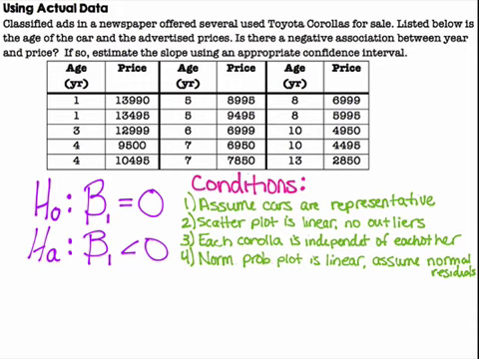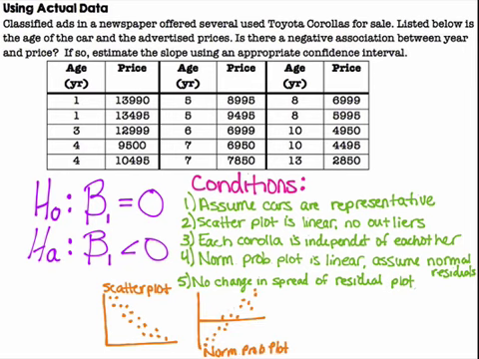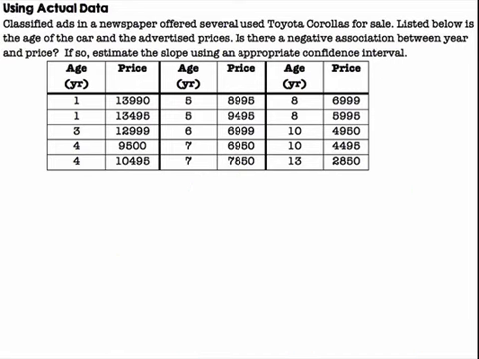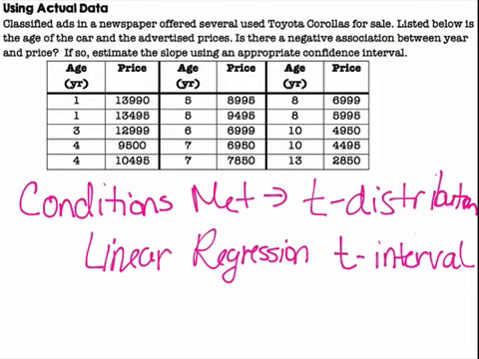Now we're making a normal probability plot using the residual values. And then there's no change in the spread of the residual plot. So when we made a residual plot, here's what all my plots roughly looked like. Okay, so I made a scatter plot, a normal probability plot, and a residual plot. You might want to add it's a normal probability plot of the residuals, or label your x-axis as your residuals. Once our conditions have been met, we can say conditions met. We're using a t-distribution, and we're doing a linear regression t-interval.